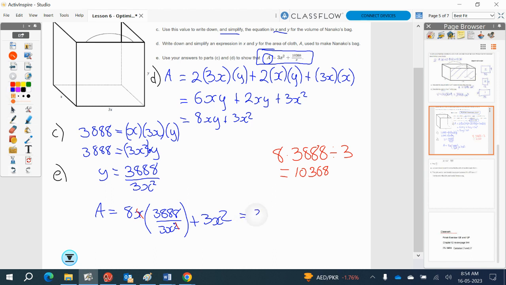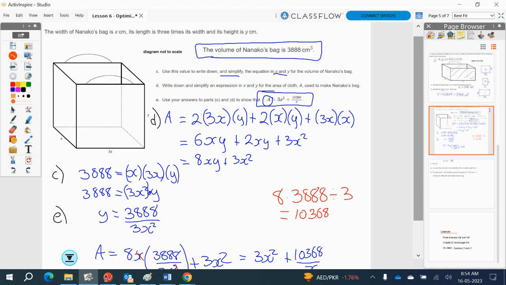So this equals 3x squared plus 10368 over x. Now, the whole point in this is part E of a question. It gives you this bit so that you don't get stuck here. So you can continue with the next parts if you struggled with C, D, and E. You might have found that difficult, but always look for these questions where they say show that at a certain point, then continue after that if you find yourself getting stuck.